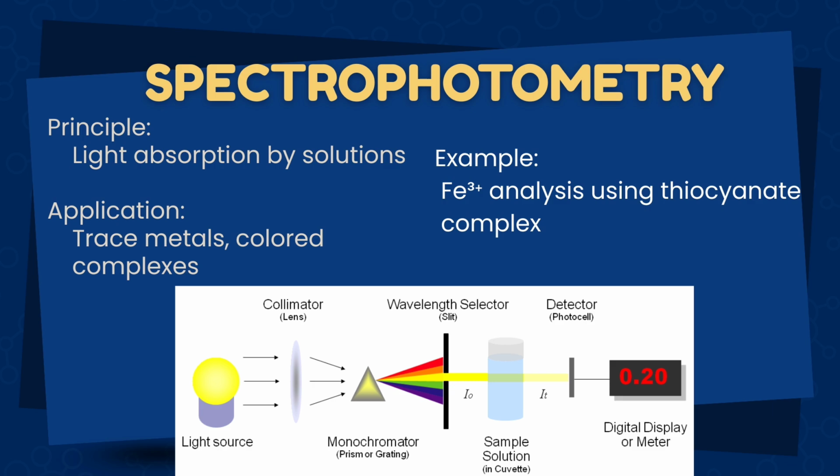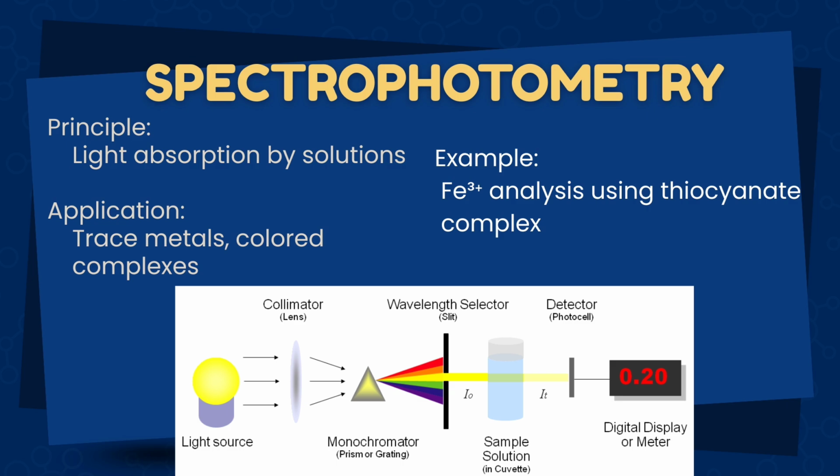Spectrophotometry. Spectrophotometry is a modern method of analysis that is based on the interaction between light and matter. The principle is simple. Different substances absorb light at different wavelengths. In practice, a sample solution is placed in a small container called a cuvette, and light is passed through it. The machine measures how much light is absorbed. From this, the concentration of the substance in the solution can be calculated.